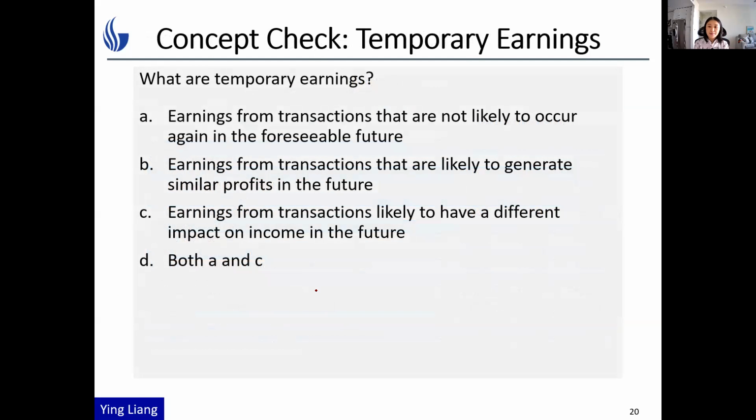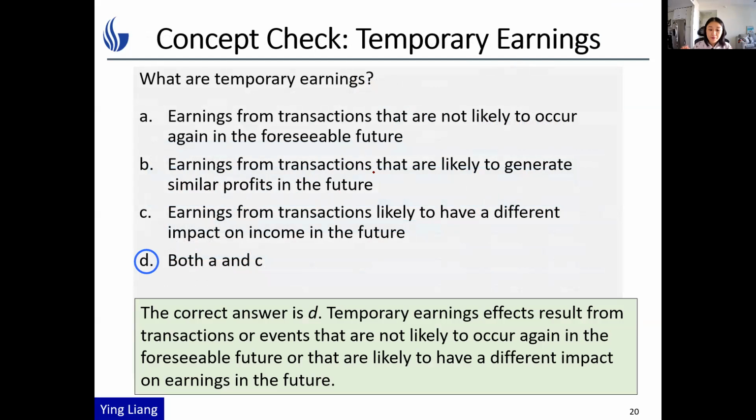Now, a quick concept check. You can pause here and figure it out yourself. The answer is both A and C. Temporary earnings are earnings from transactions that are not likely to occur again in the foreseeable future. This is A. And also, these are earnings from transactions that are likely to have a different impact on income in the future, which is C.